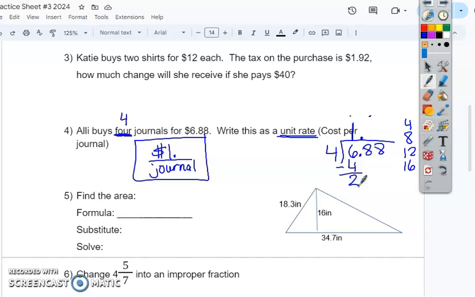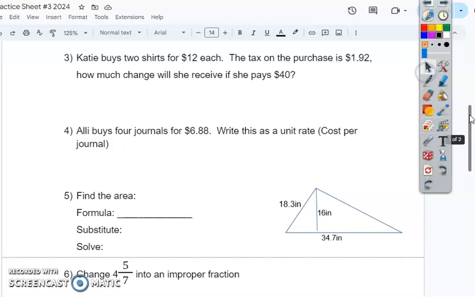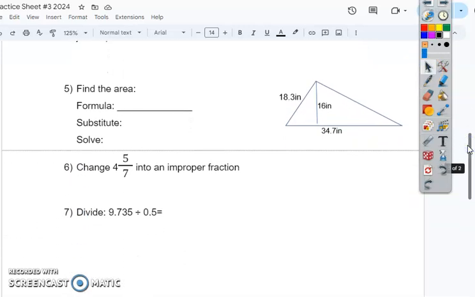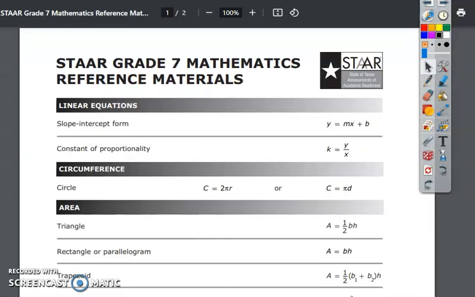Number 5. I'm going to start this one. This is one of our first triangles. We did it last week and the week before, but we're still struggling. I guess mostly we did it last week. Area of a triangle. Here it is. A equals half BH.